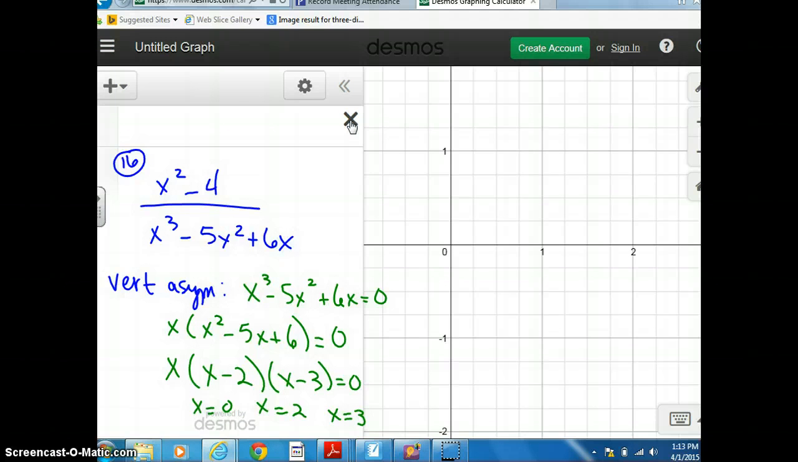And any horizontal asymptotes, I'm going to look at the coefficients of the first term for the horizontal. And I see that n is less than m, which means that I have a horizontal asymptote at y equals 0.